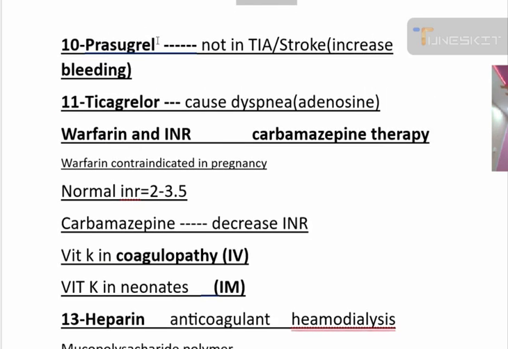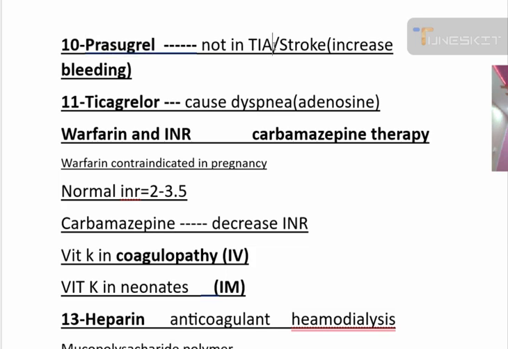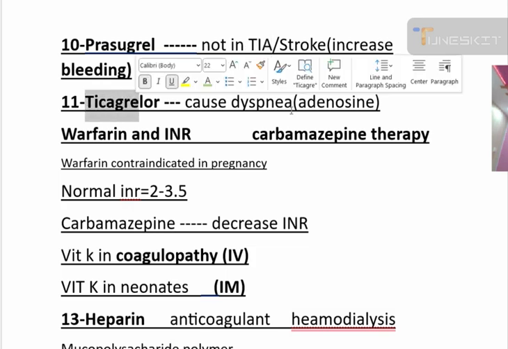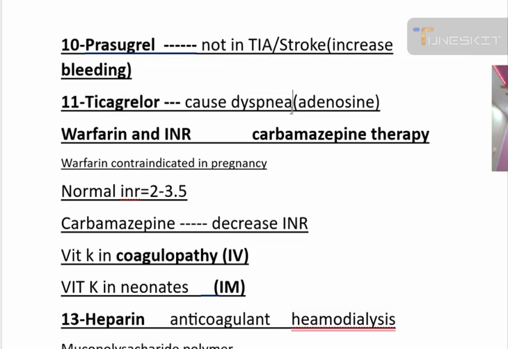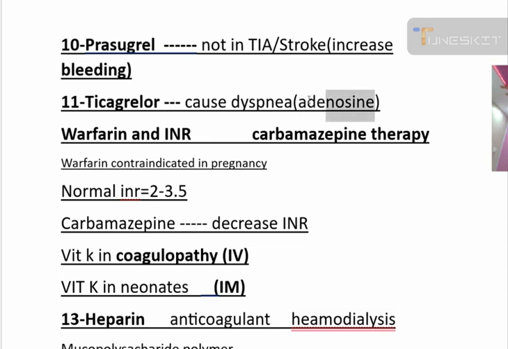Prasugrel: the most important point is that it cannot be used in stroke or ischemic disease, because it will lead to more bleeding. Ticagrelor causes dyspnea. How? The main question is how ticagrelor causes dyspnea or shortness of breath. Ticagrelor will increase the formation of adenosine, and this adenosine will cause bronchoconstriction of the lungs. That's why ticagrelor will cause dyspnea.